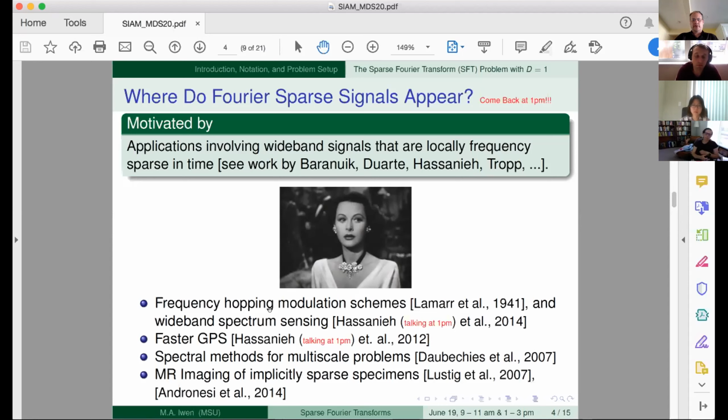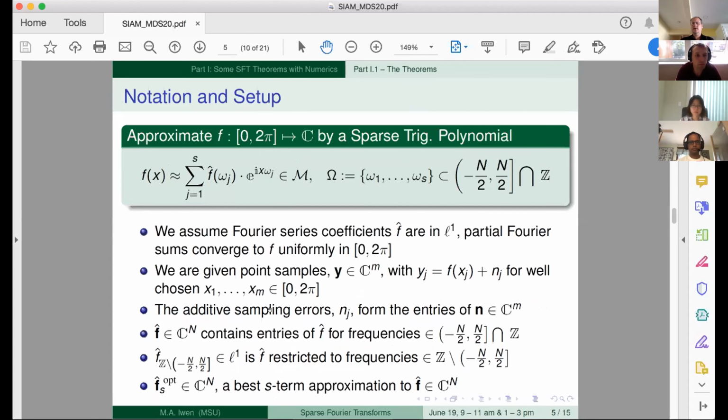And there are a lot of other interesting applications where similar techniques and sparse Fourier transform methods have been used, and we'll hear about some of them in our second session at 1 p.m. So please come back for that. So what I'd like to do now is sort of talk about some of the mathematical theorems you can prove about these sparse Fourier transforms, which will require me to bore you with some notation.